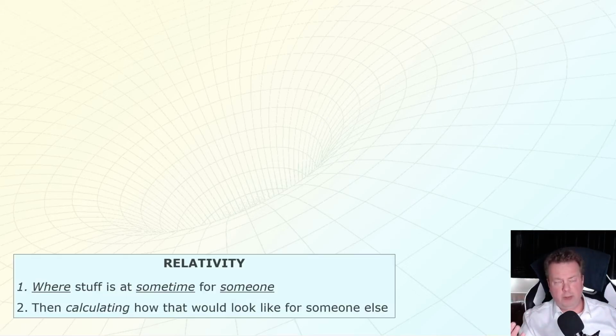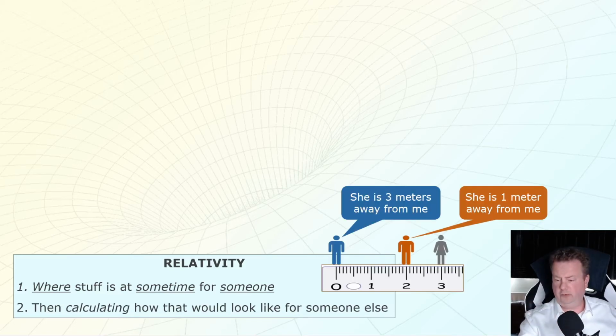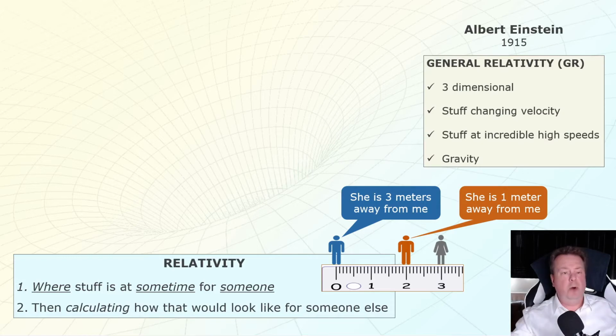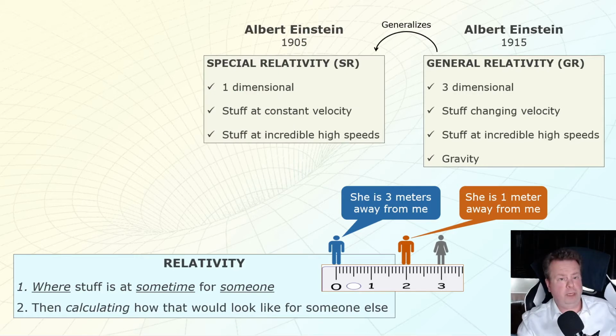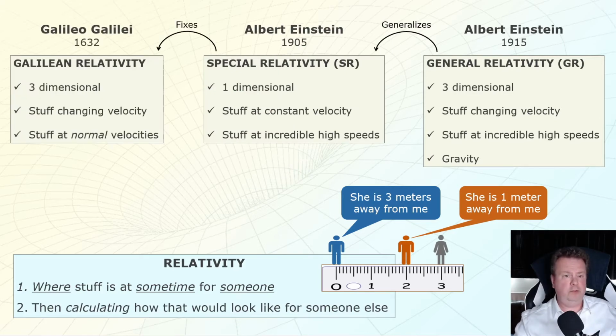Relativity is all about where things are at some time from the perspective of someone, and then taking that observation and trying to calculate how that same observation would be for someone else. Well, the most famous relativity model, of course, is general relativity. It generalizes special relativity, which fixes everyday Galilean relativity.